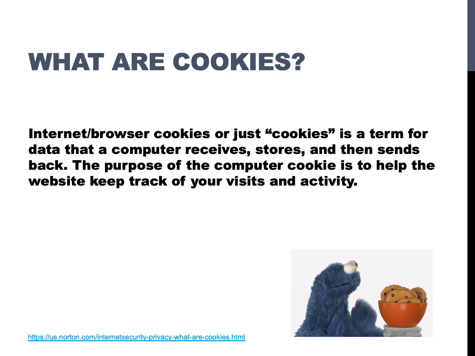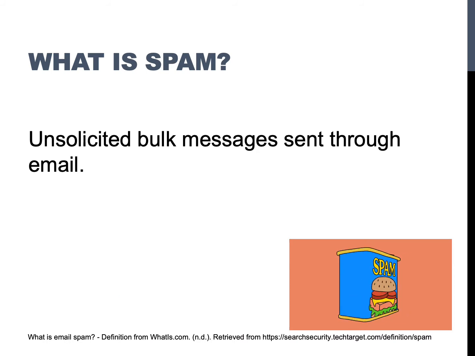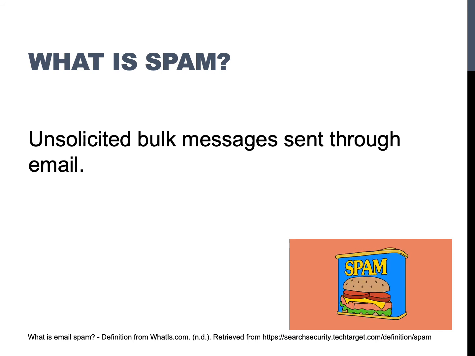Another term you've probably heard of is cookies. So what are cookies? Internet browser cookies, or just cookies, is a term for data the computer receives, stores, then sends back. The purpose of the computer cookie is to help the website keep track of your visits and activity. Another food-related internet term is spam. What is spam? Spam is unsolicited bulk messages sent through email.